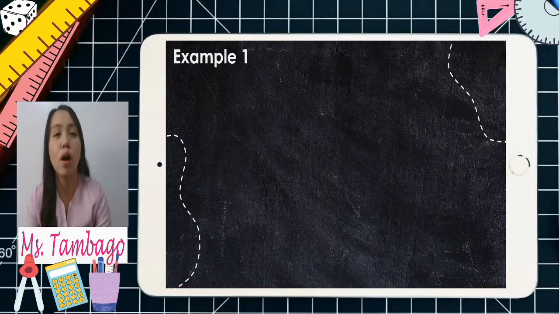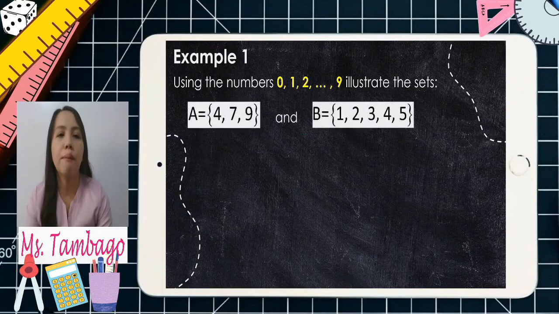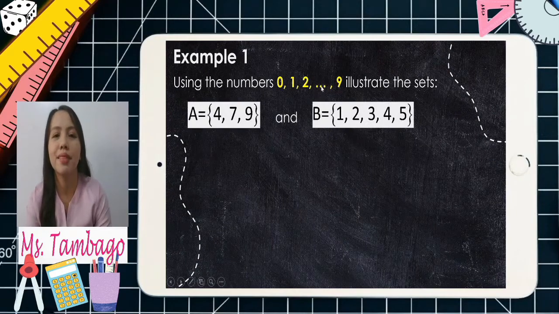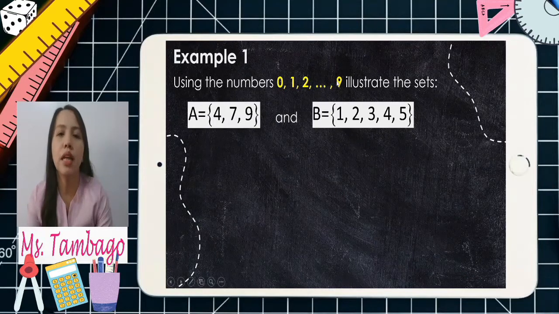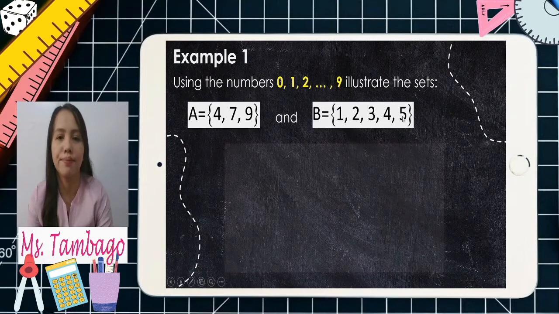For example, number 1, using the numbers 0, 1, 2, and then what do we call these three dots again? Alright, that is an ellipsis. Up to 9. So illustrate the sets. Let's say we have two sets, set A and set B. For set A, we have 4, 7, 9. For set B, we have 1, 2, 3, 4, and 5.